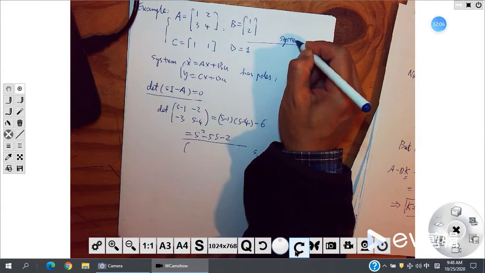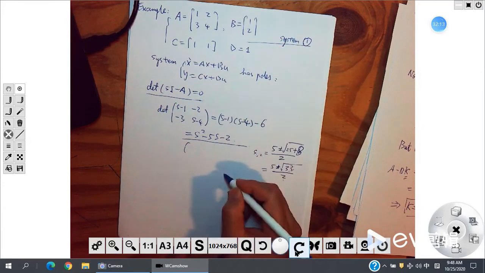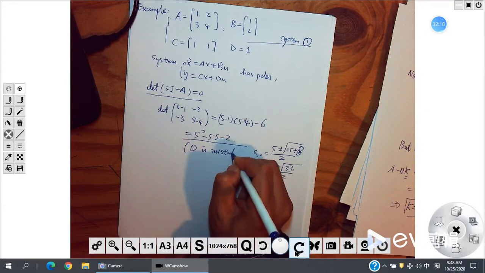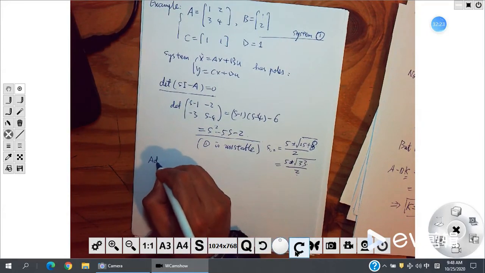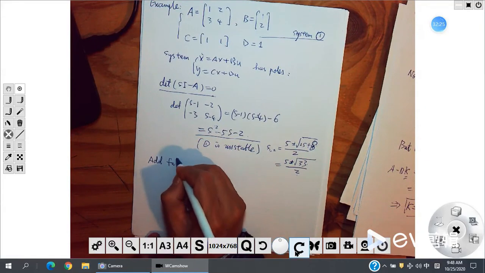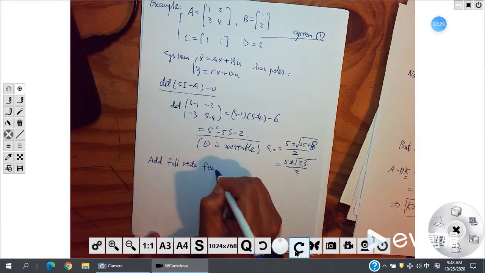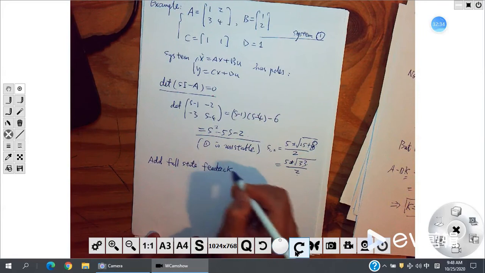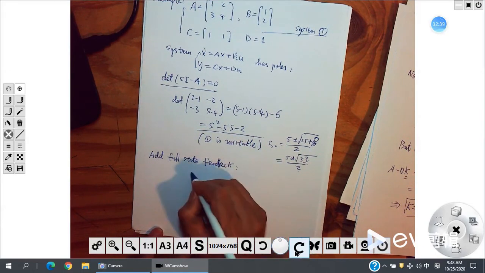I give a name. I already use 1, right? I write this way. System 1. So system 1 is unstable. Okay, now we add feedback. We call this full state feedback. Add full state feedback. We want that u.